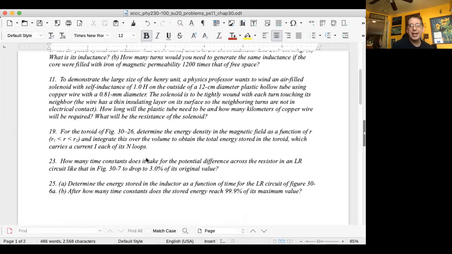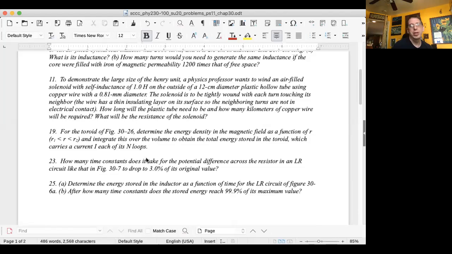That brings us to number 19 for the toroid of figure 30-26. So again, you can look in your book. Determine the energy density in the magnetic field as a function of R. And so R1 is less than R is less than R2. So R1 is the inner radius and R2 is the outer radius. So you have a toroid. And integrate over this volume. So it's going to require some calculus, to obtain the total energy stored in the toroid, which carries a current I in each of its n loops.